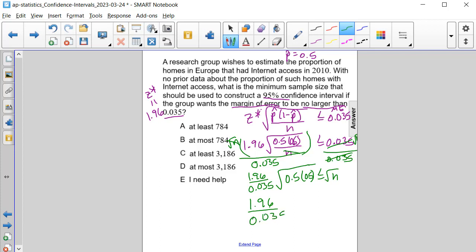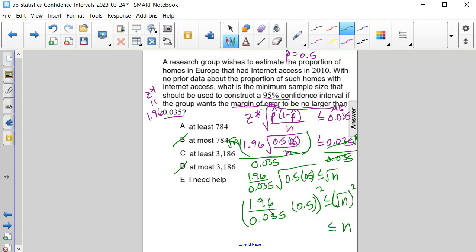35 thousandths times 5/10 is less than or equal to the square root of n. And now if we square both sides, we will end up finding our n value. So n has to be greater than or equal to. That also tells us n has to be greater than or equal to. That means it's an at least. So we can cross out our at most answer choices.